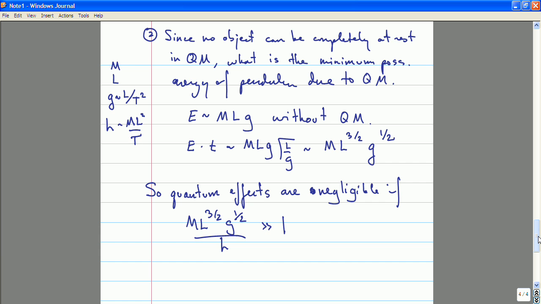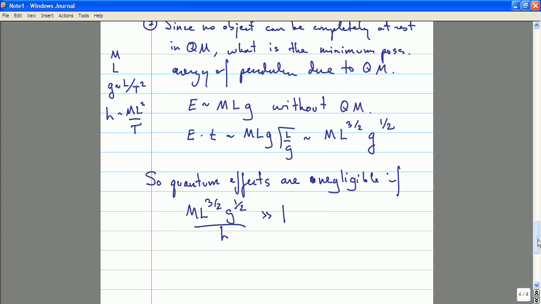So if you don't include quantum mechanics, then the only quantity with units of energy is mass times length times g. But if you do include quantum mechanics, then there are now two quantities with dimensions of energy that we can consider. And so we can go ahead and use our dimensional analysis principle, which says that in any situation where you have some number of dimensionless quantities, any one of them must be a function of the others.